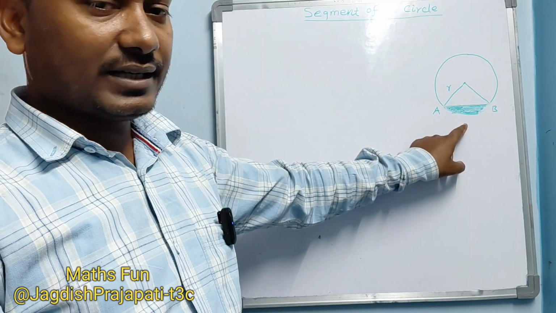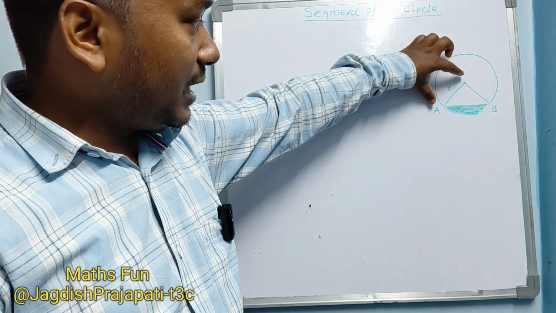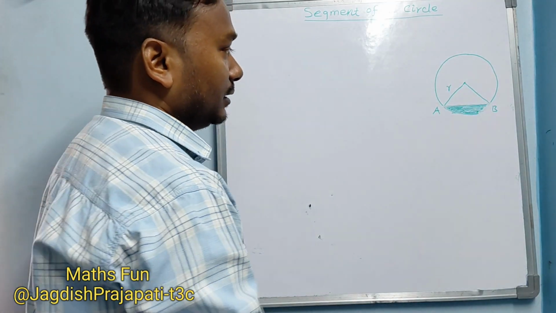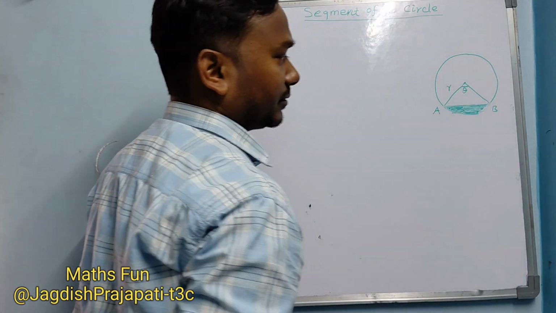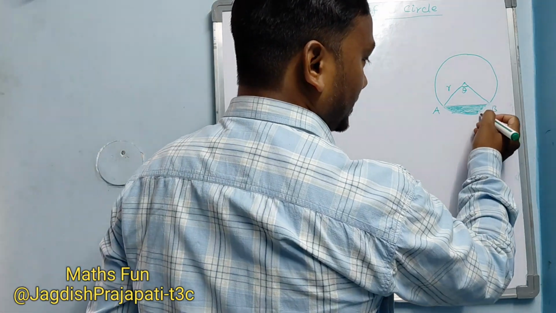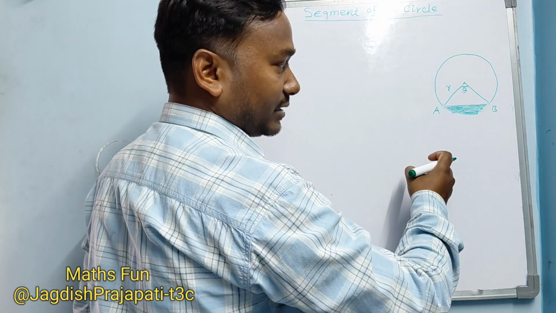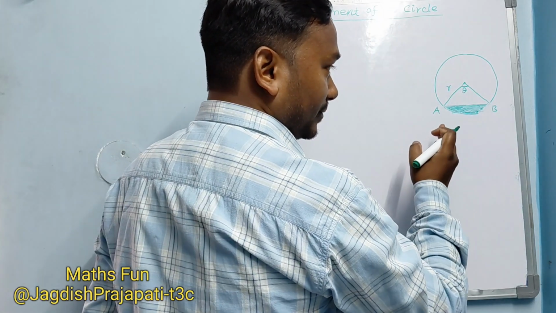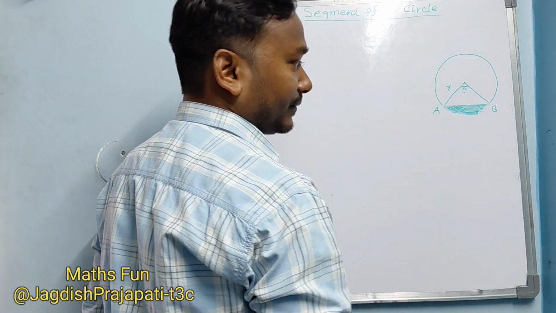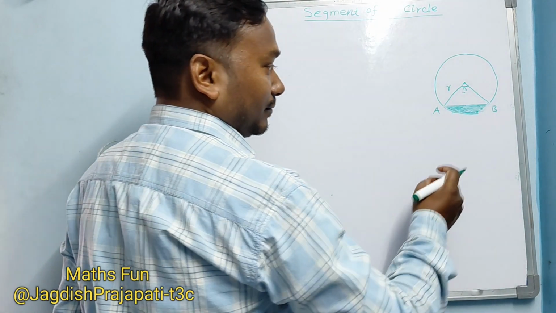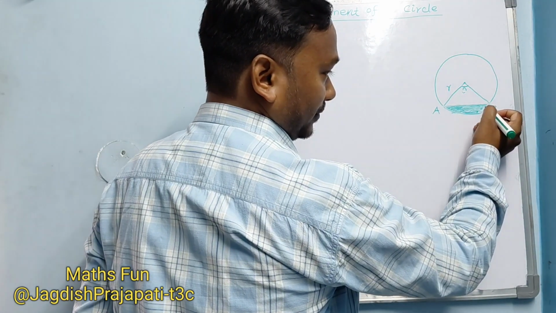Now if we talk about the area of the segment of a circle, how can we calculate it? See, we have known the sector. Suppose this chord AB forms an angle theta at the center. This is a sector, so we can find the area of the sector. Area of sector means this complete area. But we need the area of only this segment, this shaded part only.